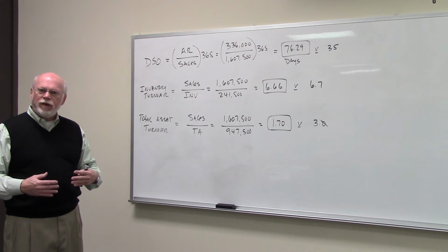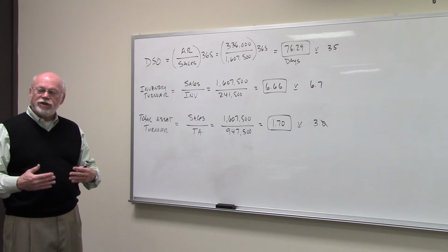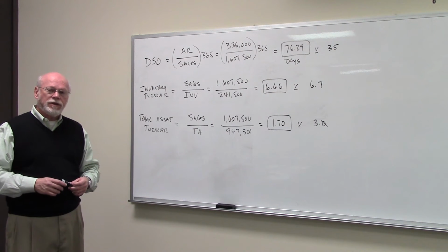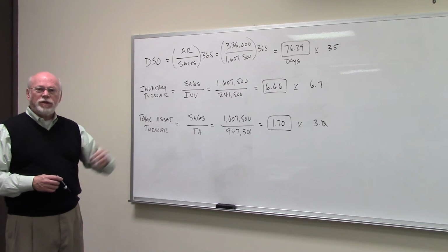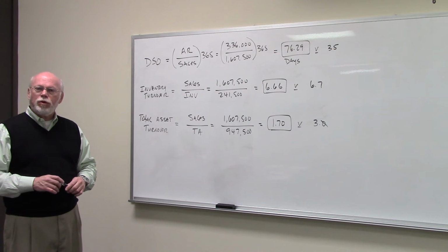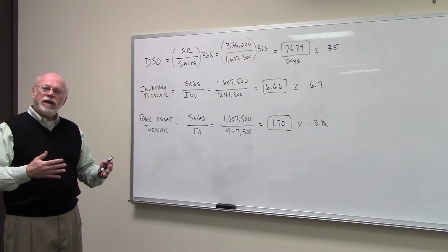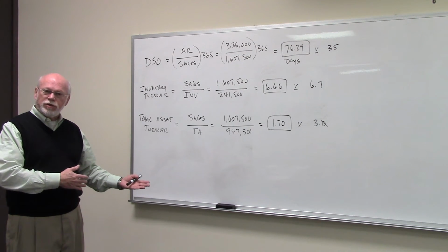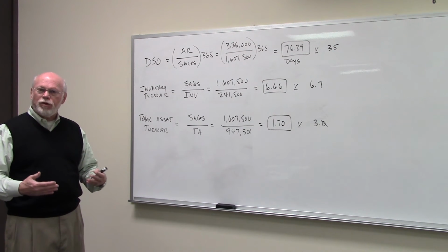All things being equal, you like that number to be lower as opposed to higher. The industry average is 35. The way I would interpret this is to say that Berry Computing's ability to collect cash from credit sales to customers is below that of the typical firm in the industry.